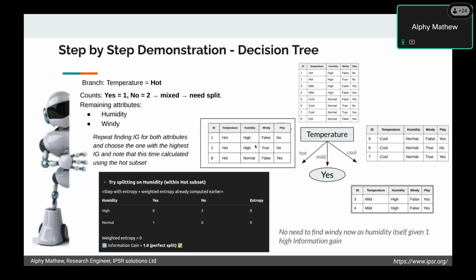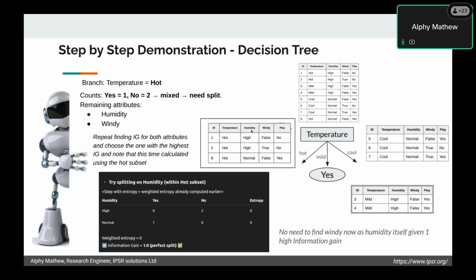At this point, how many attributes are there to split? Two attributes. That is humidity and wind. Okay, so we need to calculate the entropy for the hot subset. We will find the entropy of this data subset, and then we will find the information gain for humidity, and we will find the information gain for windy. Then select the attribute with the highest information gain. Exactly the maths we discussed earlier. The one with the highest information gain will be the most important one.